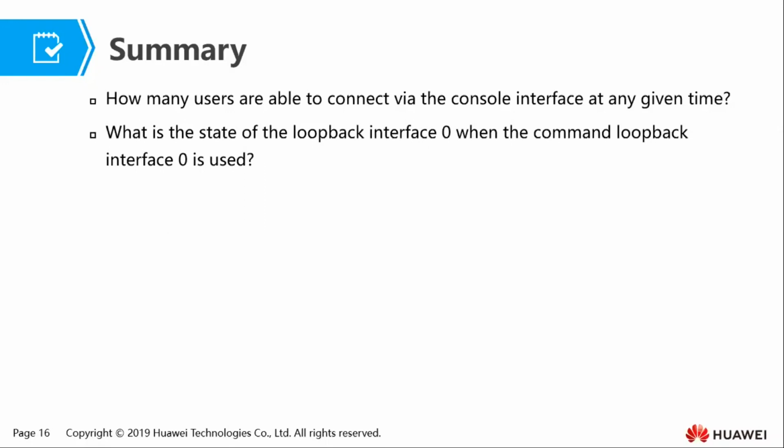Okay. Part 2 is, what is the status of the loopback interface 0 when the command loopback interface 0 is used? I think the status will be the physical status. Will it be up or down? It should be up. Exactly. So when you create a loopback interface, the status by default will always be up. I have forgotten the exact word, but when we do the practical, I'll show you that exact word.